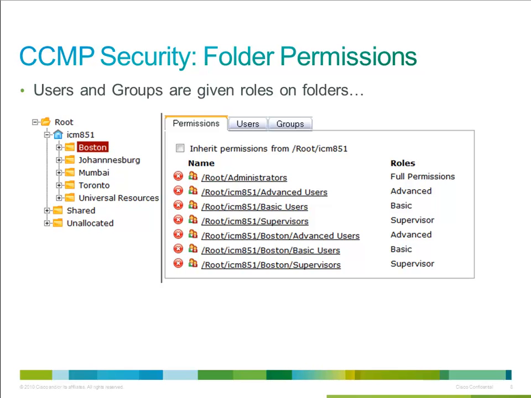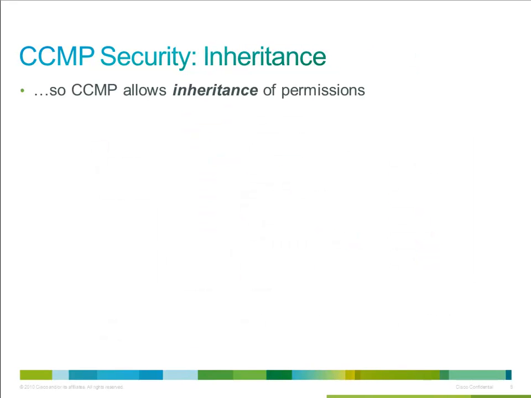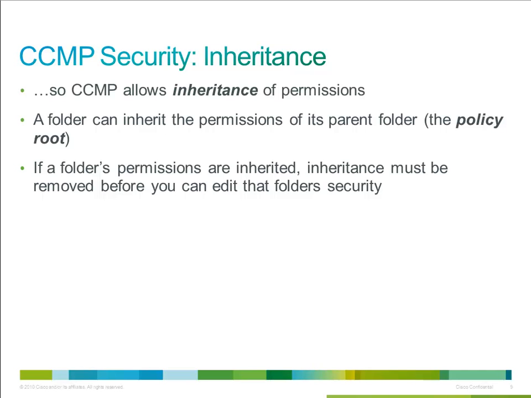As we've seen, permissions are applied at a folder level. Once again, for a complex folder structure, this could be a time-consuming task if we needed to repeat this for each folder in our tree. CCMP helps us here by allowing folders to inherit permissions from those higher up in the tree. We call the folder that defines a child's security a policy root.